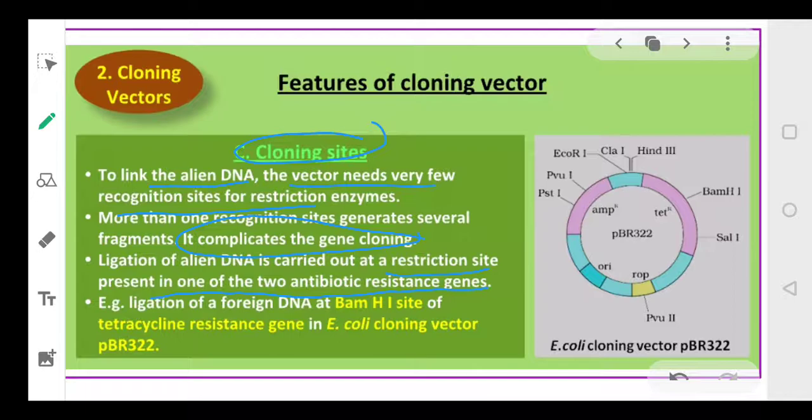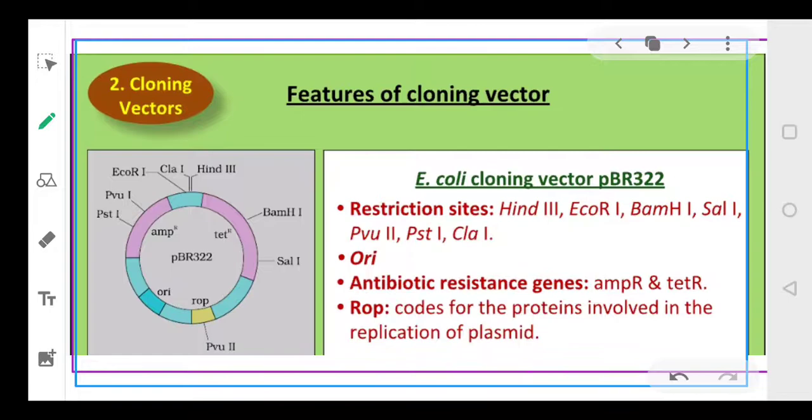देखिए ये आपके सामने E. coli cloning vector है। पहले तो हम let's understand the cloning sites. Let's come to the E. coli. Let's understand the structure so that we can talk about it. Now this is a structure of E. coli cloning vector pBR322. तो ये आपका cloning vector है E. coli का। इसके अंदर restriction sites देखिए. There is HindIII, EcoRI, BamHI, SalI, PvuII, PstI and ClaI. ये सभी आपकी restriction sites हैं.